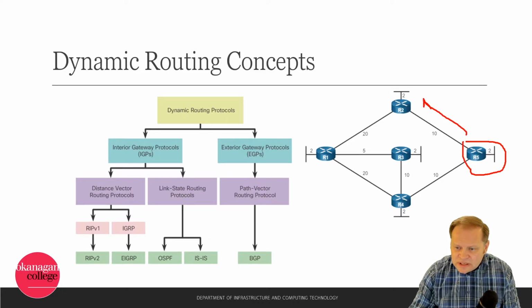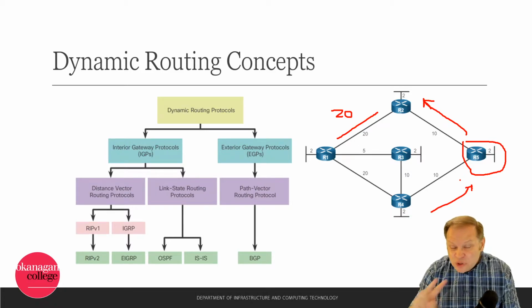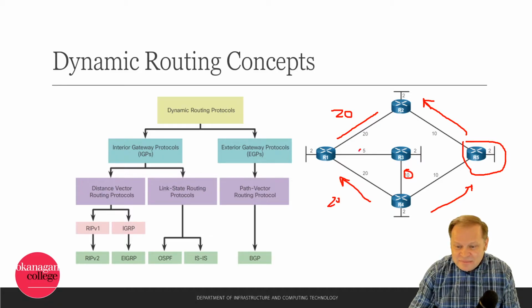And R2 is going to say, well, this is how far you are away from me, and this is the cost I am from R1. I'm not going to tell you how many routers it is, but I will tell you how much it costs me to get there. It costs me 20 to get there. Now, over here, R4 is going to tell R5, yeah, I can get to R1 as well. I have two routes. I have one route that costs me 20, and I have one route that costs me 10 plus 5, which is 15. So I'm going to tell my friend R5 that I can get there in 15 from R4.